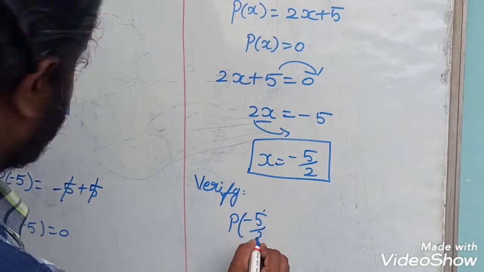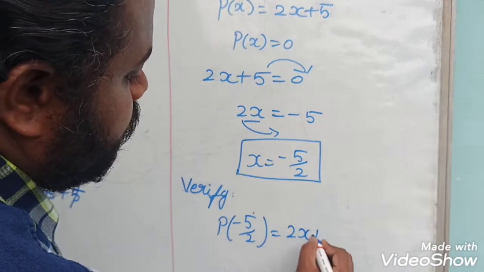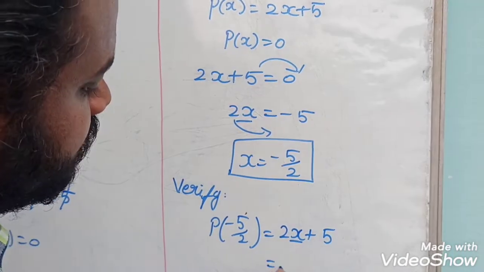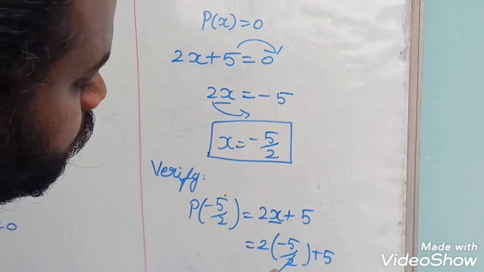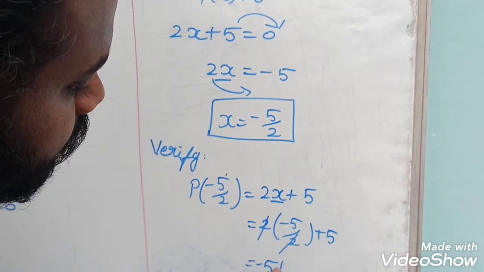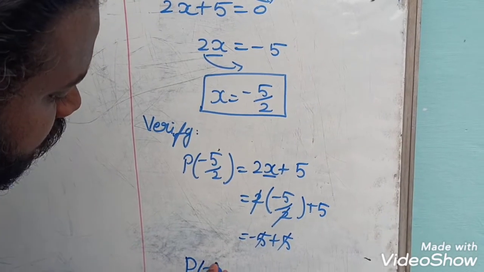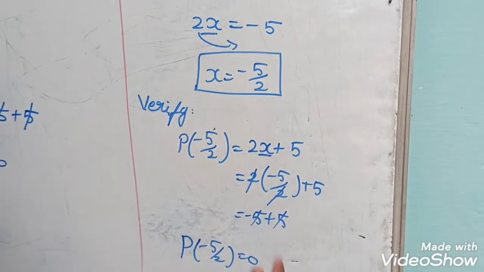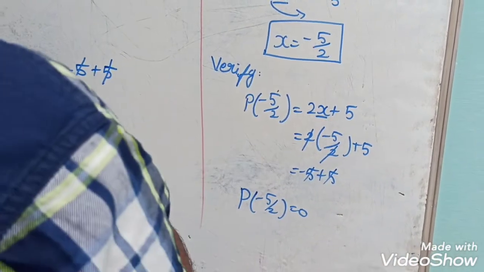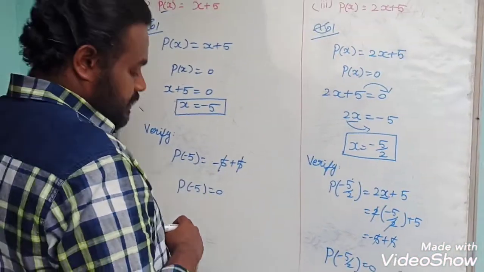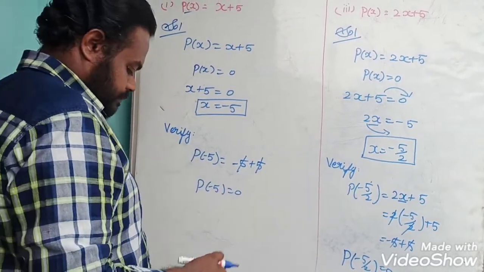P of minus 5 by 2 is equal to 2x plus 5. Instead of x, I substitute minus 5 by 2, so 2 into minus 5 by 2 plus 5. The 2 will cancel, giving minus 5 plus 5, which cancels out. So P of minus 5 by 2 equal to 0. Now you see that the value becomes 0. We say x equal to minus 5 by 2 is the zero of the polynomial. Next we move on to question number 6 and 7.